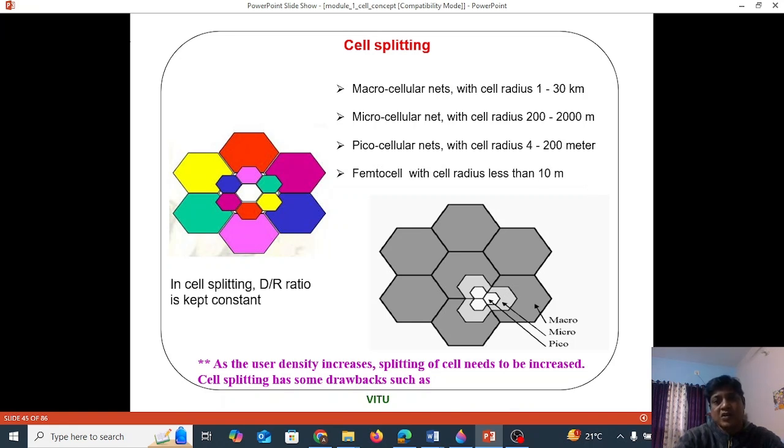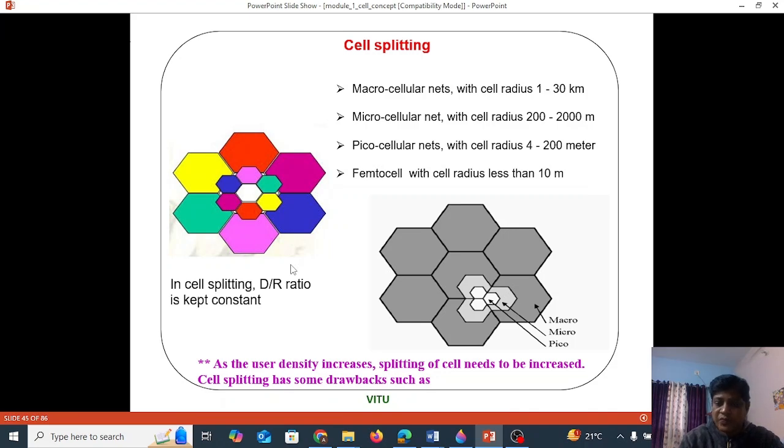The service provider creates the cells and provides the services. Now in cell splitting, that D by R ratio is kept constant. Why? The reason is that since the cells are split, the D, that is the co-channel reuse distance, reduces. How can we come to know?